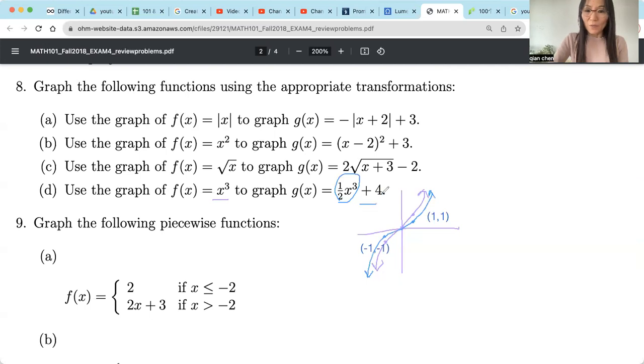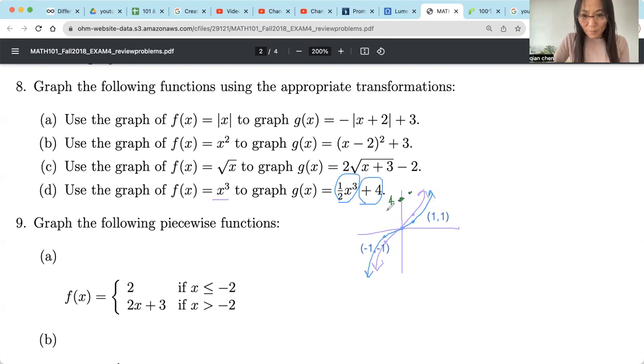Now, lastly, I have to add 4 to it. So let me use another color. Let me use green color. Every point being pushed up 4 units. Let's see, this is a 4. 0, 0 now becomes 0, 4. 1, half. So this one is 1, half, on the blue color, right? 1 comma half, now add 4 to it, becomes 1 comma 4.5. And this is a negative half. Well, negative half plus 4 becomes 3.5, right?